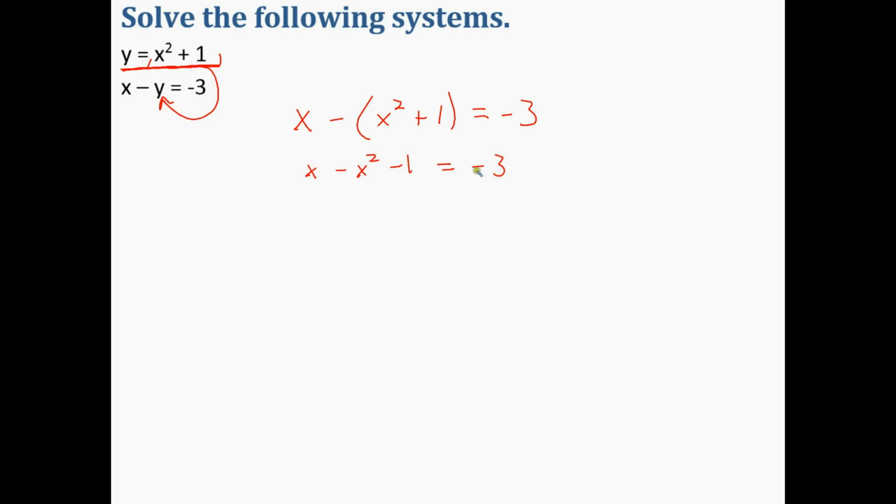And then it helps to get everything on one side. We don't usually prefer to have a negative x squared. So let's get everything to the right side, so we have a positive x squared. So we'll add x squared, subtract x, and add 1. And we'll do what we do to one side, we have to do to the other side.